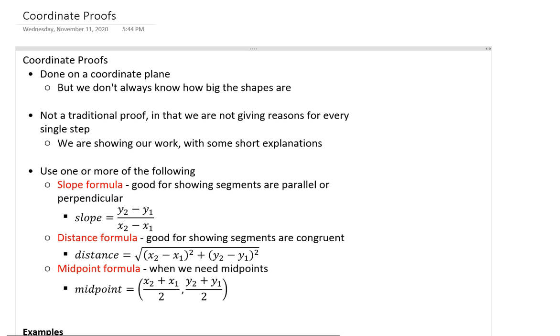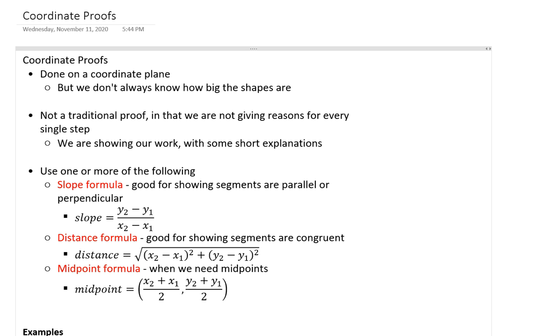So now I can finally talk to you about what is a coordinate proof. So these are proofs that are done on a coordinate plane. The difference being we typically don't know how big the shapes are. This is not going to look like a traditional proof where we do two column or paragraph or flow.